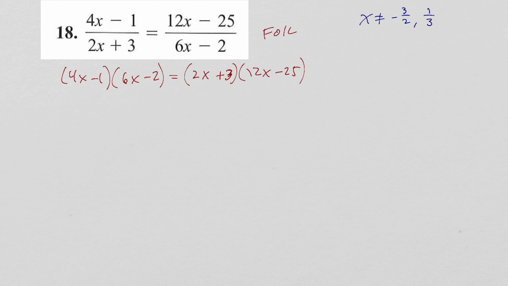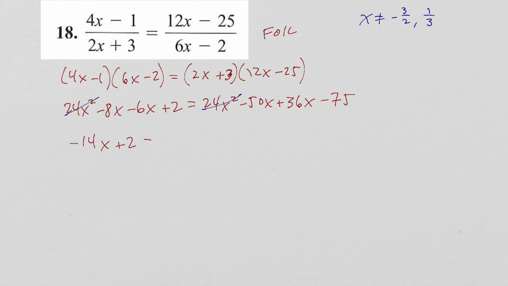Here on the left, my first is 24x squared minus 8x minus 6x plus 2. On the right, I'll FOIL and I'll get 24x squared minus 50x plus 36x minus 75. I'm going to subtract 24x squared from each side. That's going to go away. These combine to negative 14x. And I can see that this is a no solution.